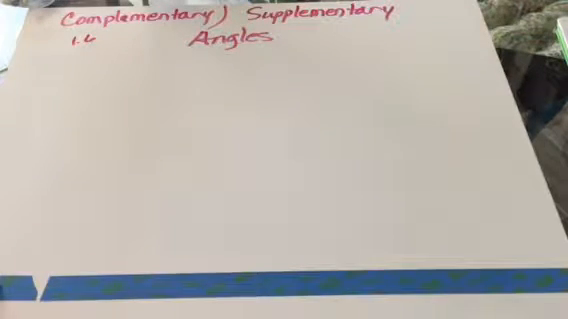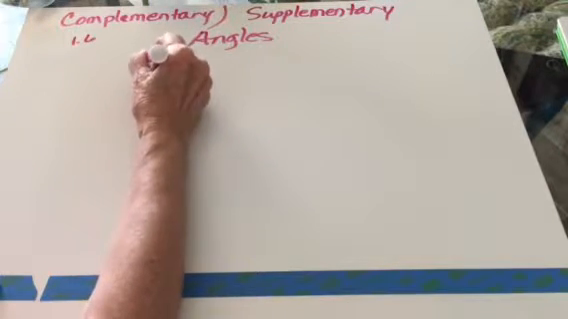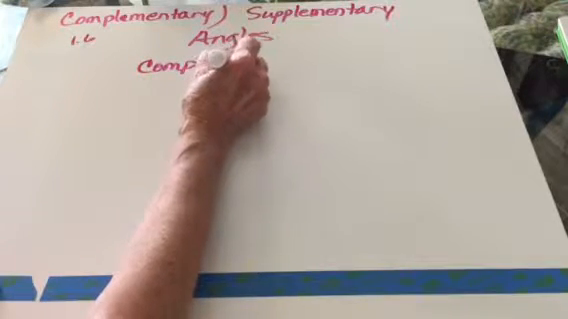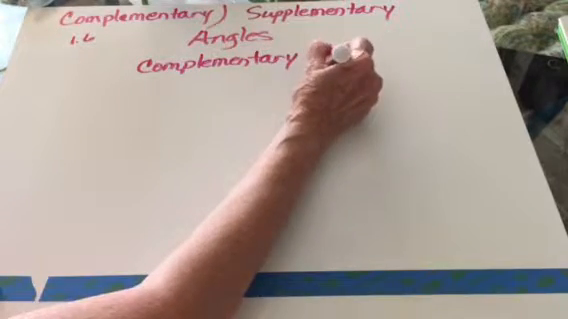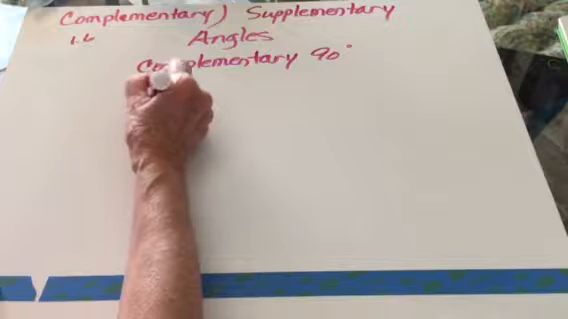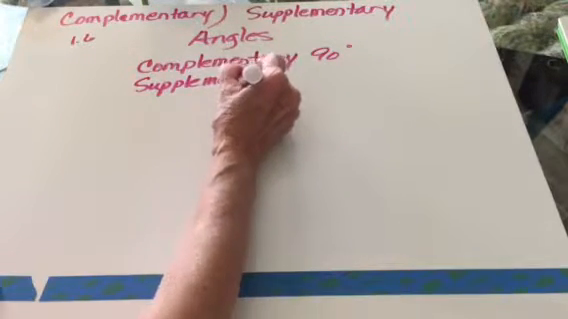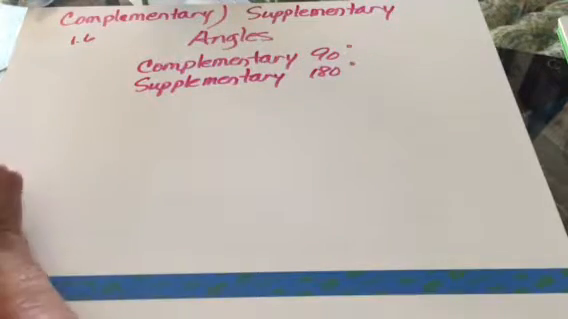And in order to remember complementary, you just have to memorize it. And you have to figure out a way that you will remember it. So I'm going to show you something. Complementary, I might have this posted in the room anyway, but still you should just memorize it, is 90 degrees. Supplementary is 180. Period. That's the end of it.